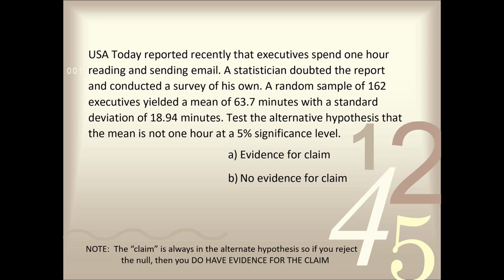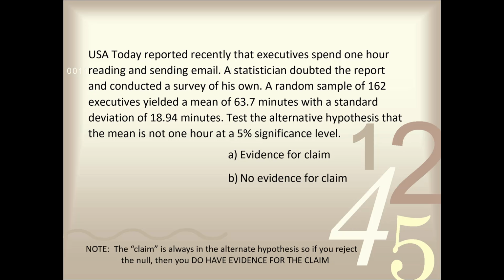So we want to test the alternate hypothesis that the mean is not 1 hour, and the level of significance is 5%. Notice we're trying to claim that the mean is not 1 hour. So our alternate hypothesis is not equal to 1 hour. Since the data is in minutes, we want not equal to 60 minutes. So that means the null is going to be equal to 60 minutes. Remember, we always have the same numbers in the null and the alternate.